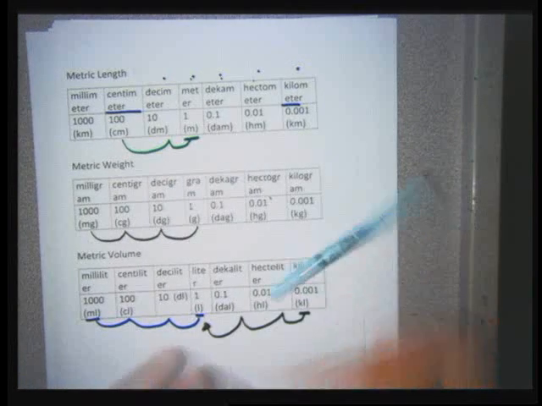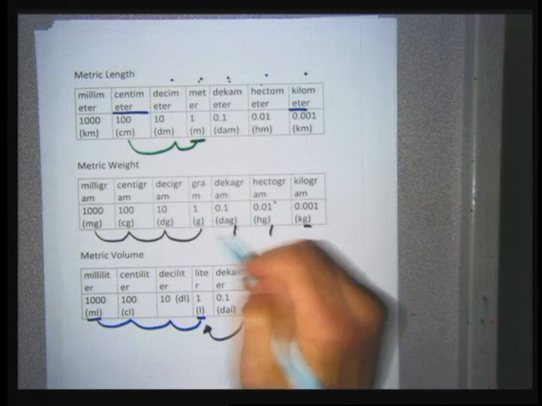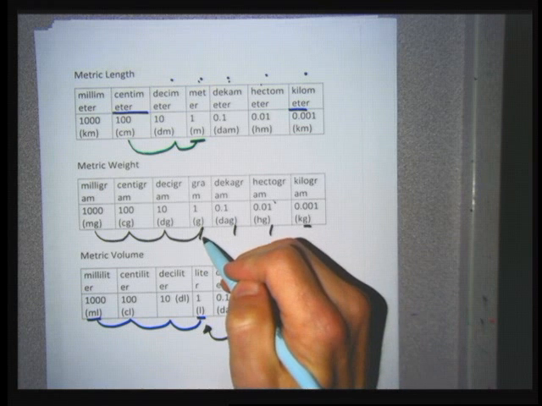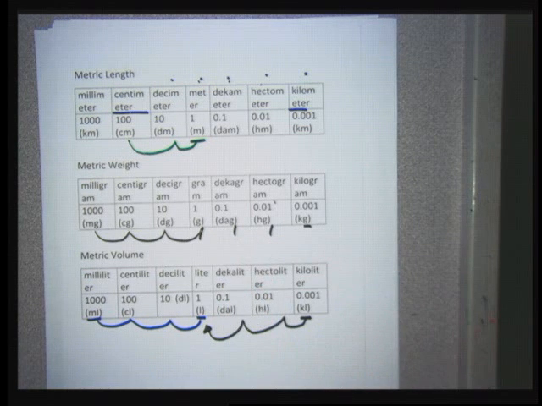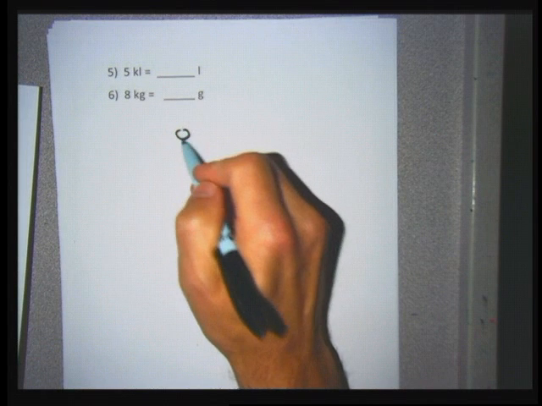Okay, 5 wants you to go from kiloliters to liters. 6 wants me to go from kilograms to grams. So how do I go from kilograms to grams? I start here at kilograms, and I have to go 1, 2, 3 to the left to get from kilograms to grams, which means I need to move my decimal 3 to the right.